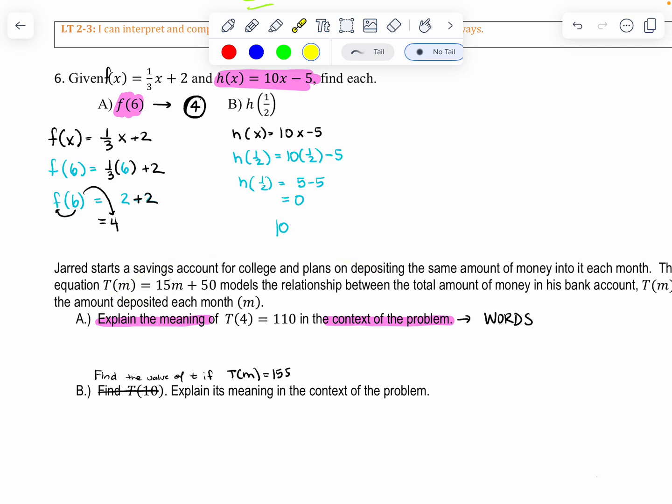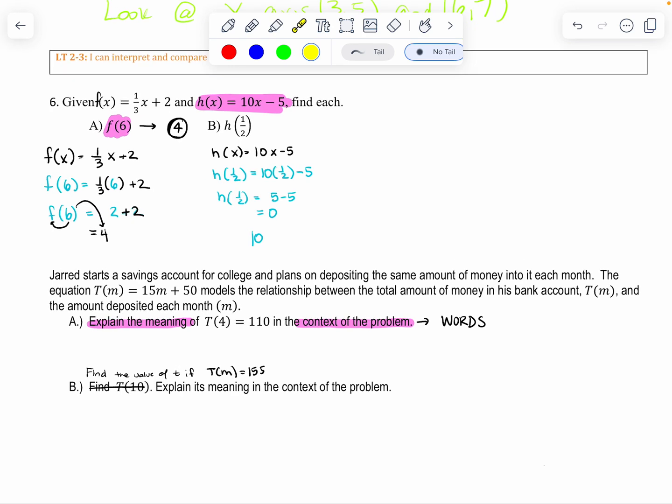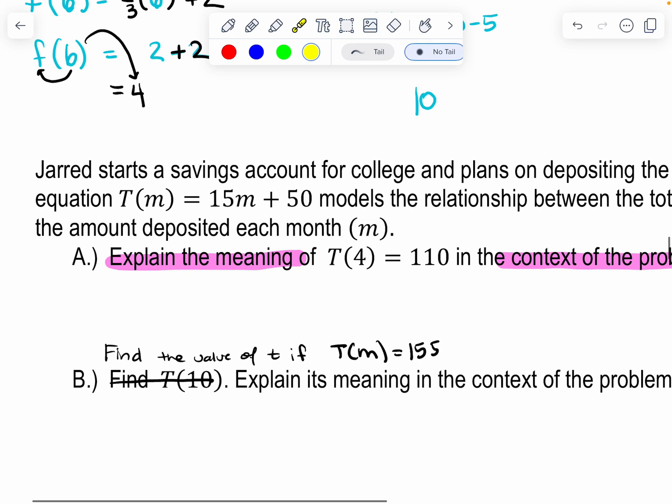So if we read the story, it says that Jared starts a savings account for college and plans on depositing the same amount of money into the account each month. The equation models the relationship between the total amount of money in his account, T of M, and the amount deposited each month. So M stands for the month. So whenever you get these types of questions where it gives you this sentence, there's no math involved here. You don't have to do anything with these numbers. You have to explain the numbers.